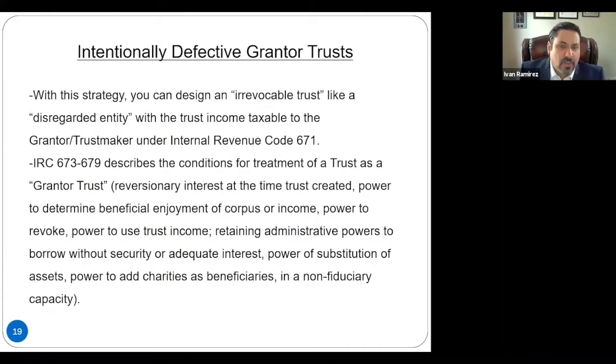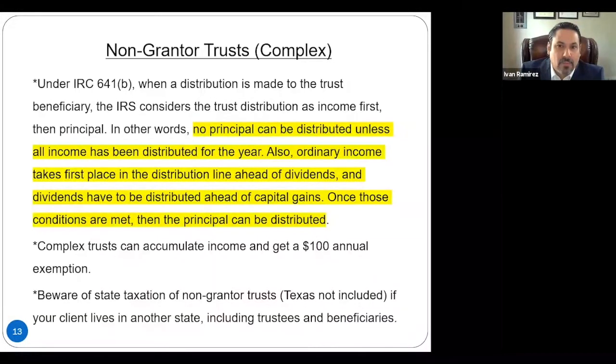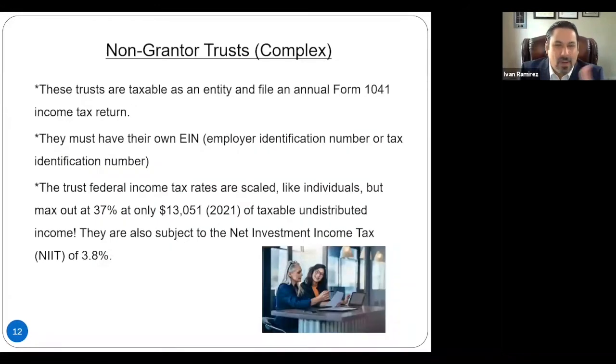Now, let's say your client wants to set up an irrevocable trust. Remember, irrevocable trusts we can't change, with very limited exceptions. So if they want to set up an irrevocable trust, but they don't want it to be taxed as a complex trust, like we talked about before. Say, "You know what? I want to set up an irrevocable trust for my grandkids, for example, but I don't want to pay this compressed income tax rate, 37% on only $13,000 of income, when I set up this irrevocable trust for my grandkids. What can I do about it?"